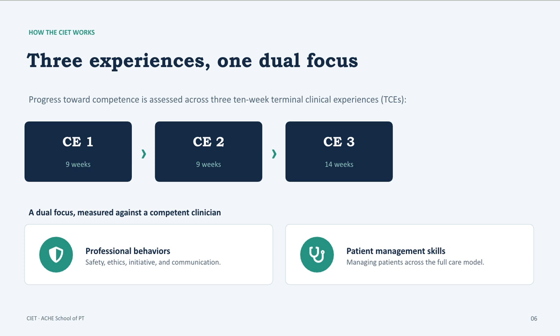The CIET will assess student progress towards competence across 3 terminal clinical experiences: two 9-week terminal clinical experiences, and our final 14-week terminal clinical experience. Completing the CIET is intended to be an efficient and straightforward process for both the clinical instructor and the student. This tool provides a comprehensive approach to student assessment with a dual focus on competence in professional behaviors and patient management skills when compared to a competent clinician.